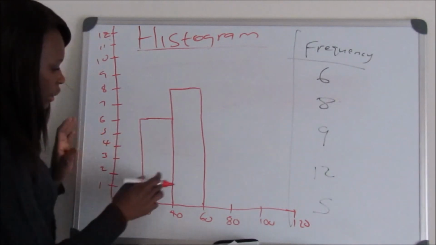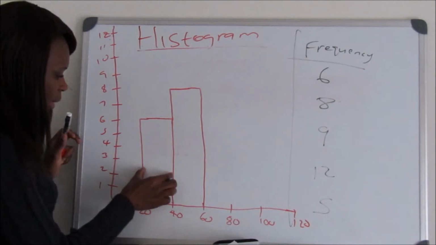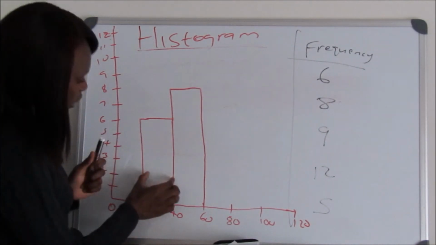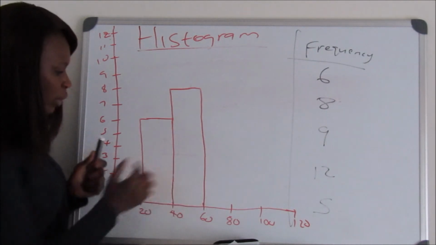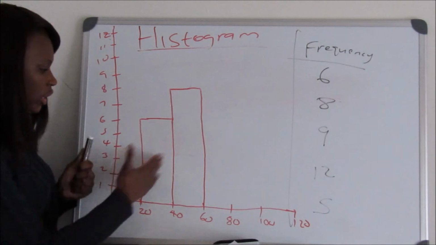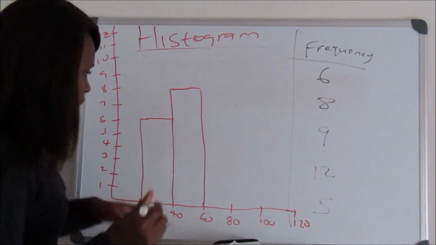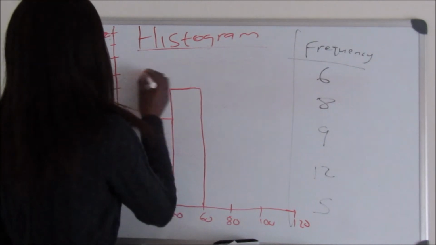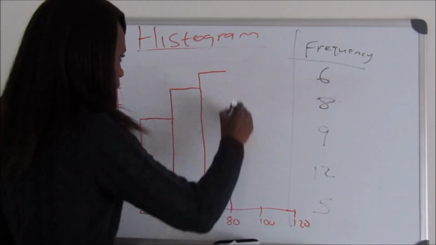So you can see that there are no gaps between these two bars, and also your bars must be of the same width. It's just that this one is not drawn to scale, so this one is a bit smaller, but they should be of the same width. This one should not be thinner than that one, or that one thinner than this one. Then the next one was between 60 and 80, and it was 9. So just extend and have 80 there.